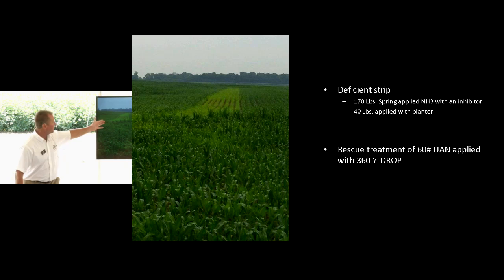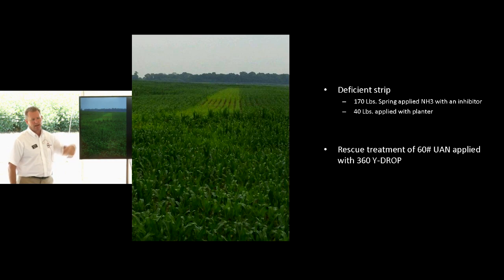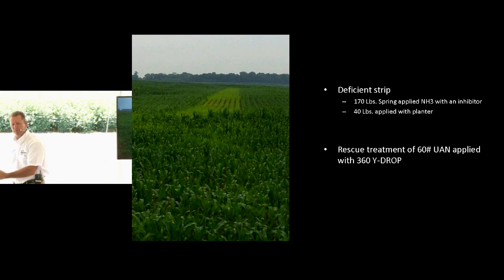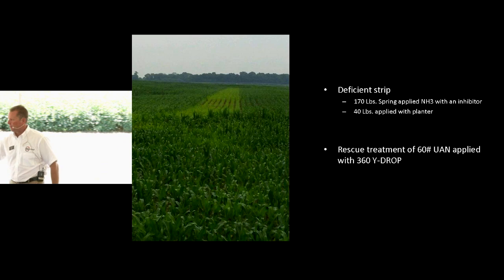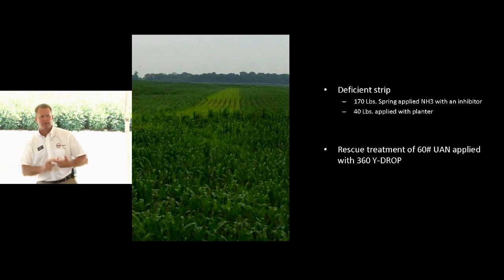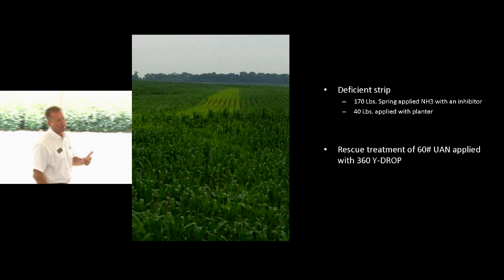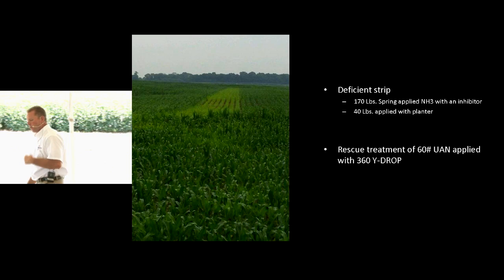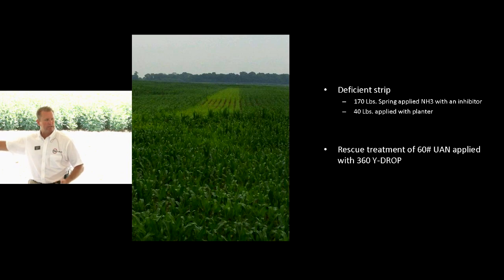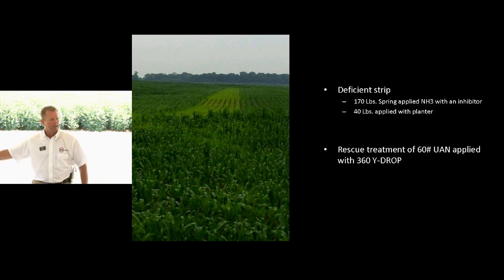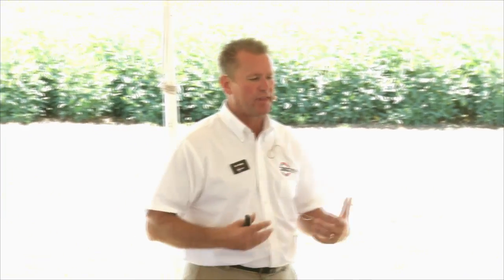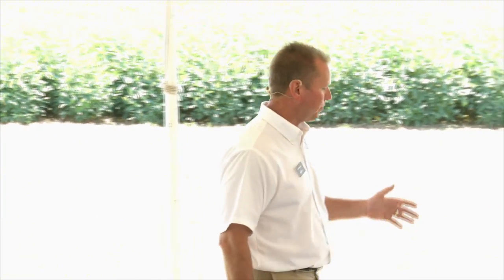Here's an example of somebody that answered that question, not from a management standpoint, but from a rescue standpoint. That light yellow strip is 170 pounds of spring applied anhydrous with an inhibitor followed up by 40 pounds with the planter. So 210 total pounds down, and that was the plan. The plan wasn't to have tumultuous rainfall. This is in Indiana. But we're seeing these type of weather events more and more often, and I think we have to think about that as we manage our whole nitrogen program.